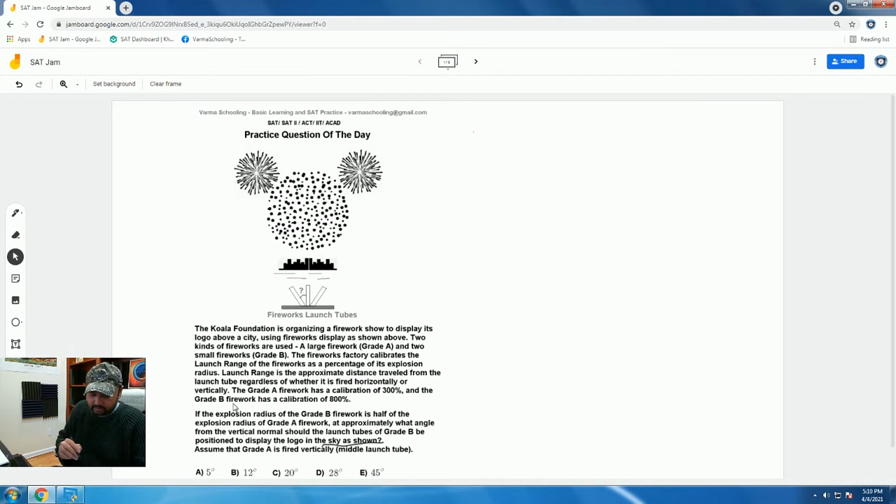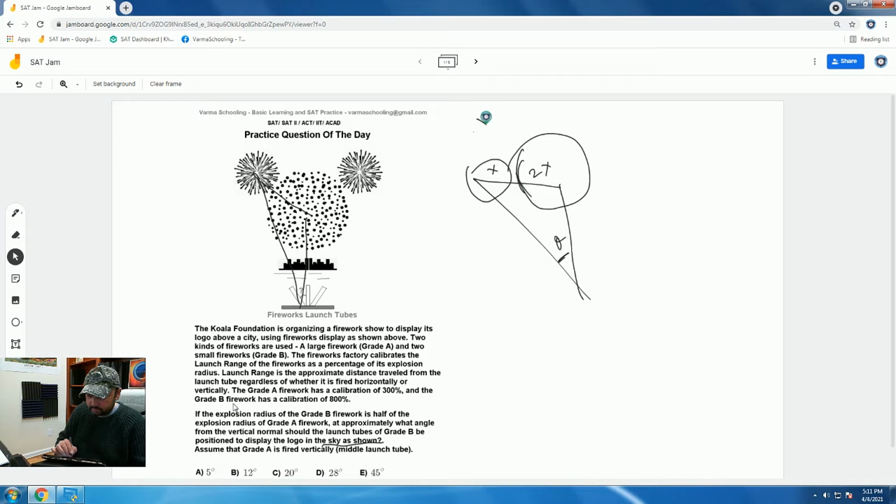The basics of this is quite simple. You have to make the triangle, plot the triangle where it's going to be. It's going to be something like this. Okay? So when you get that triangle, we need to find what this angle is, theta. And these sides, you're given the ratio. Grade A fireworks has a calibration of 300, and grade B has a calibration of 800. What that means, if the explosion radius of grade B firework is half, so the small firework right here is about half. So let's just say this radius is x, then this radius will be 2x. Okay, so the whole side becomes 3x.